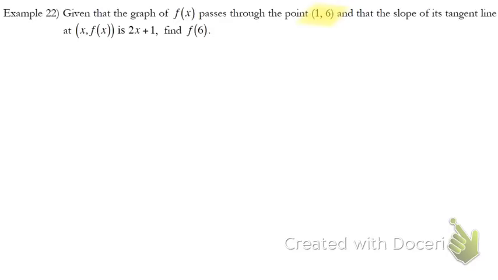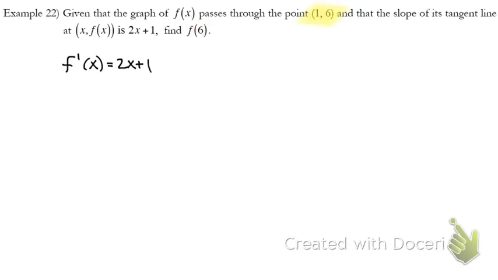It says the slope of its tangent line at any point on the graph x, f of x is 2x plus 1. Remember, the slope of the tangent line is the derivative. So essentially they're telling you, hey, guess what? The derivative, the slope of the tangent line is 2x plus 1. And they're saying to find f of 6.